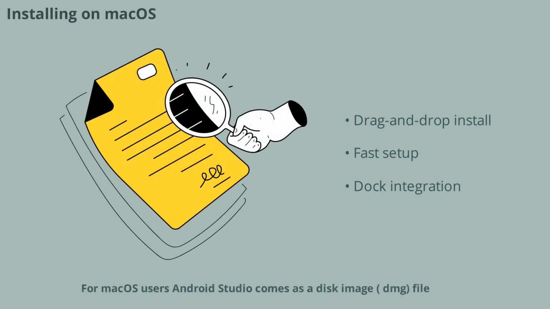For macOS users, Android Studio comes as a disk image (DMG) file. Simply drag the Android Studio icon into your Applications folder. You can then launch it from Applications or add it to your dock for quick access. The installation is fast and integrates seamlessly with macOS.